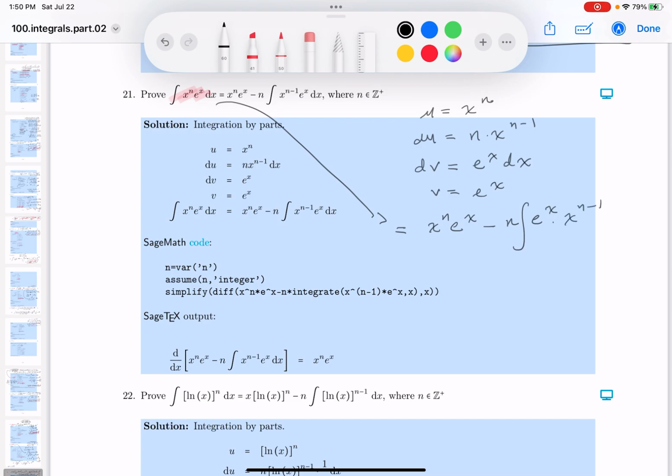Give me 1 second. I forgot to write the dx over here. I just noticed that, and I'll write it over here. You may wonder why I noticed that, because it just did make sense when I wrote that down.